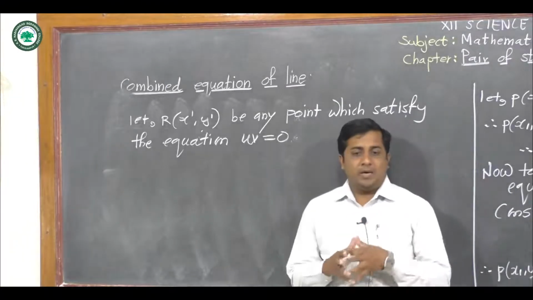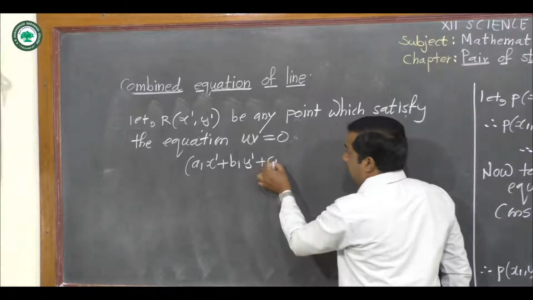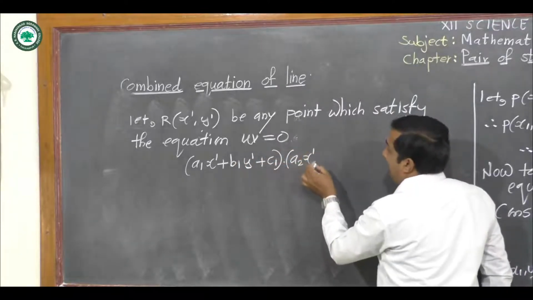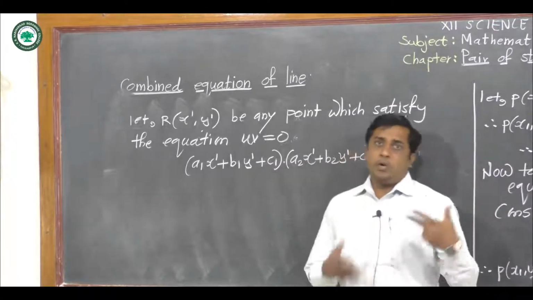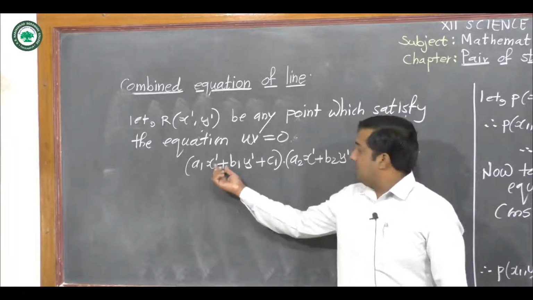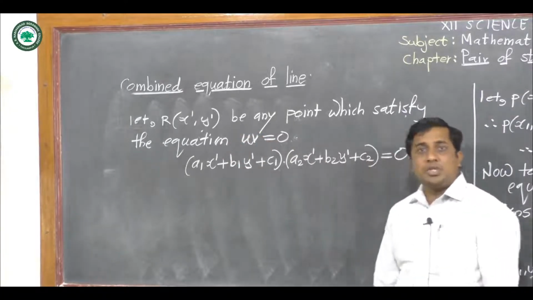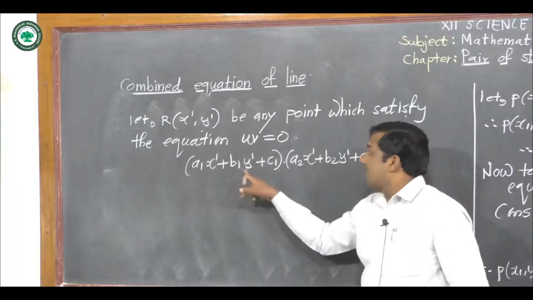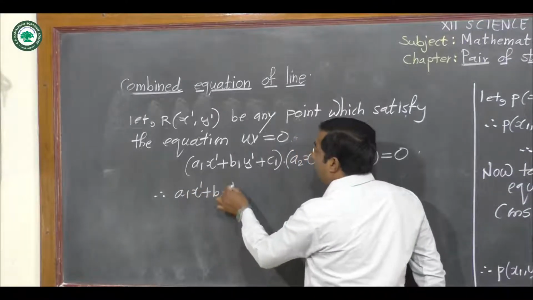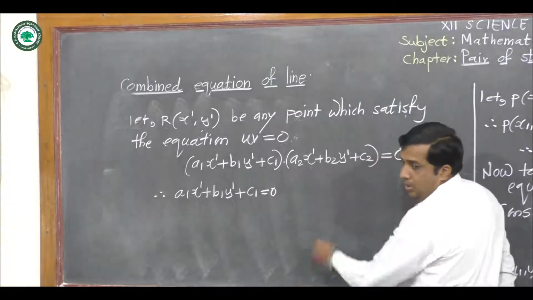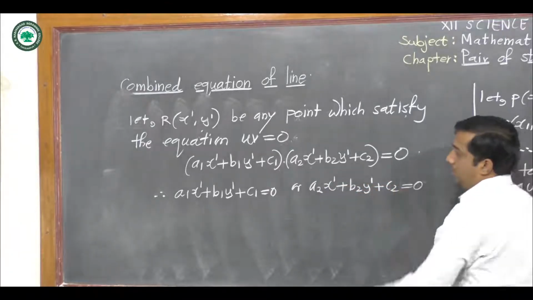If this point satisfies the given equation, here I write (a1x' + b1y' + c1) into (a2x' + b2y' + c2) is equal to 0. Here everyone knows the equation of u is a1x + b1y + c1 and the equation of v is a2x + b2y + c2. Here this point satisfies the given equation, so we replace our x and y by x' and y'. Then I write this as a1x' + b1y' + c1 is equal to 0 or a2x' + b2y' + c2 is equal to 0.